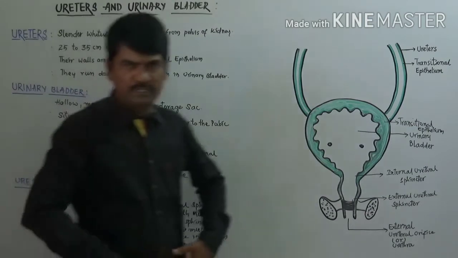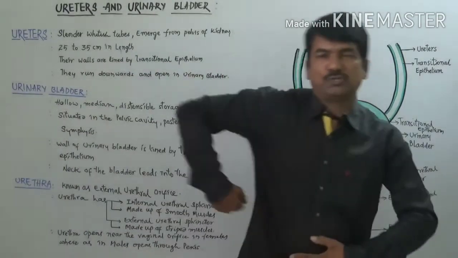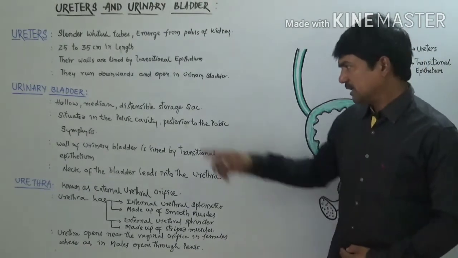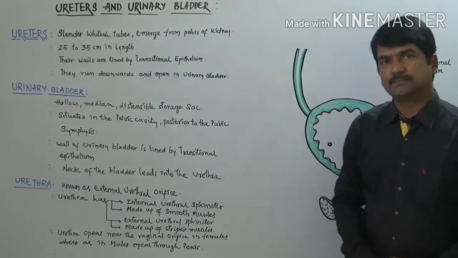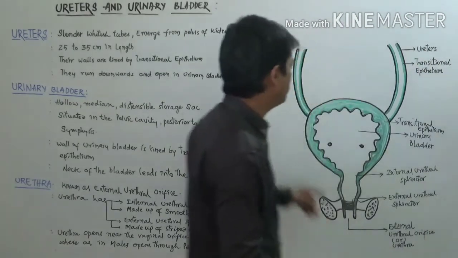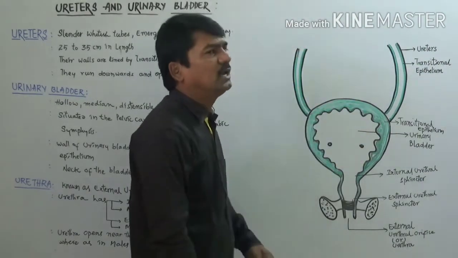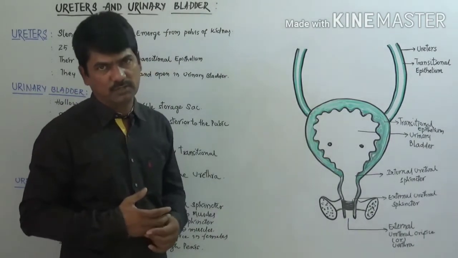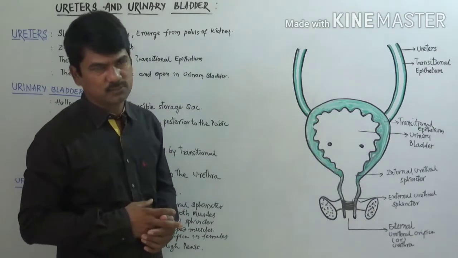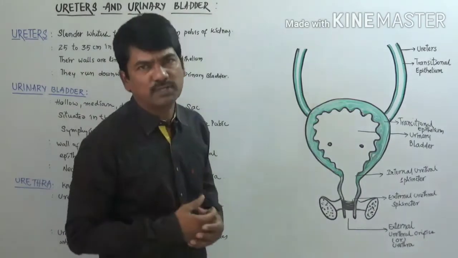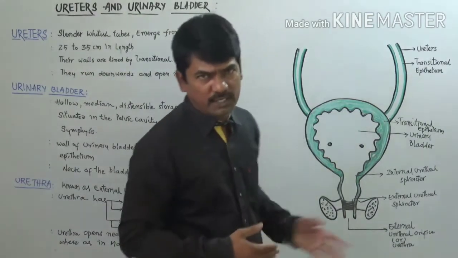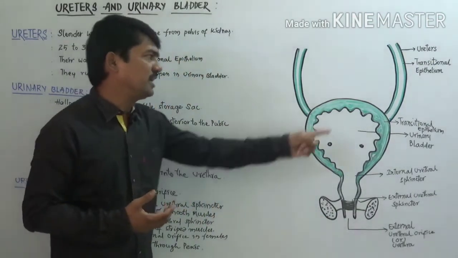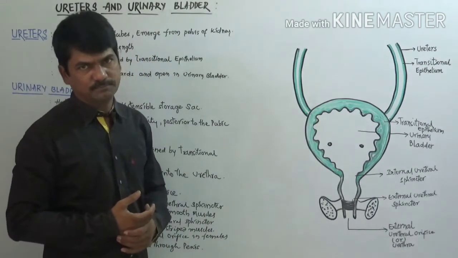Here the pubic symphysis is identified, and posterior to this, in the posterior part of the pelvic region, we can identify the urinary bladder. The wall of the urinary bladder is lined by transitional epithelium, which is essential for the extension of the bag-like structure called the urinary bladder. Whenever more than the required amount of urine is stored in the urinary bladder, the distensible character is provided by the transitional epithelium.